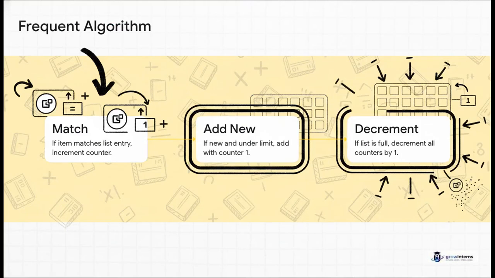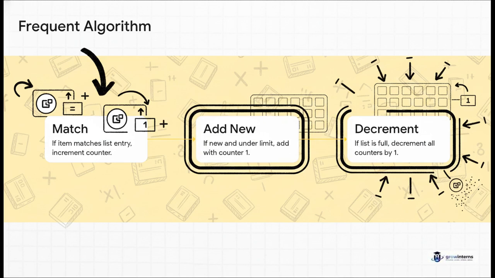This simple 3-step procedure is called the frequent algorithm, and it's basically a mathematical magic trick. You keep a short list of k items in your very limited memory. When a new item comes in, if it's already on your list, you just add 1 to its score. Easy. If it's new and you have empty space, you add it with a score of 1. But here is the absolute genius part.